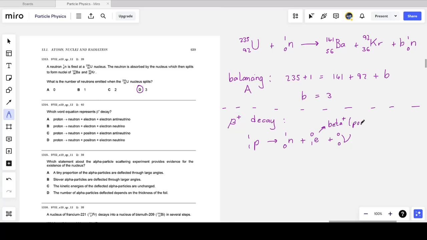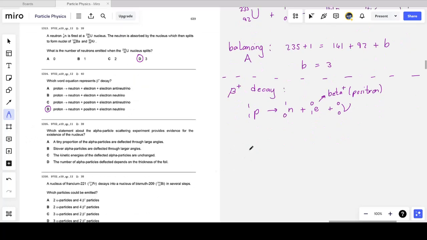A beta plus particle is a positron. It's the antiparticle of an electron, plus an electron neutrino. If it was beta minus decay, we'd have an electron antineutrino. And so this corresponds with option D: proton becomes neutron plus positron plus electron neutrino.